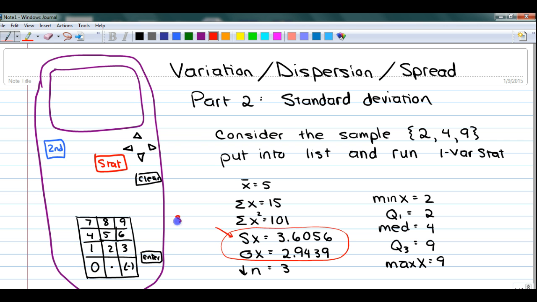Sample standard deviation and population standard deviation. Hope you don't mind if I abbreviate a little. To calculate these by hand is a real pain.